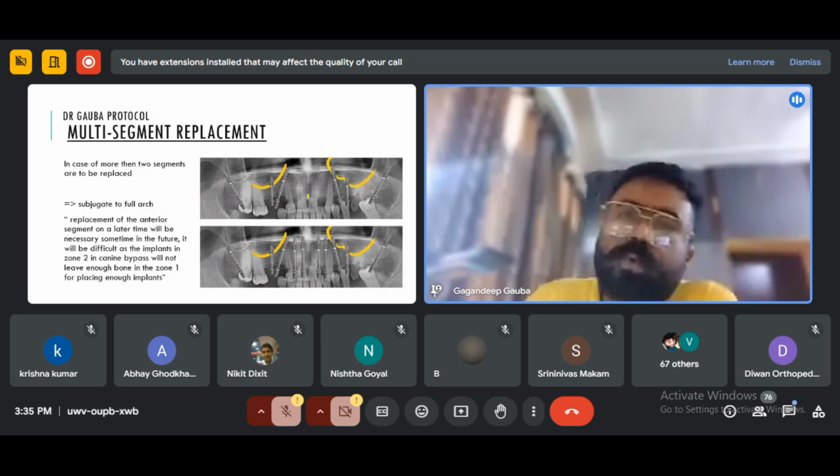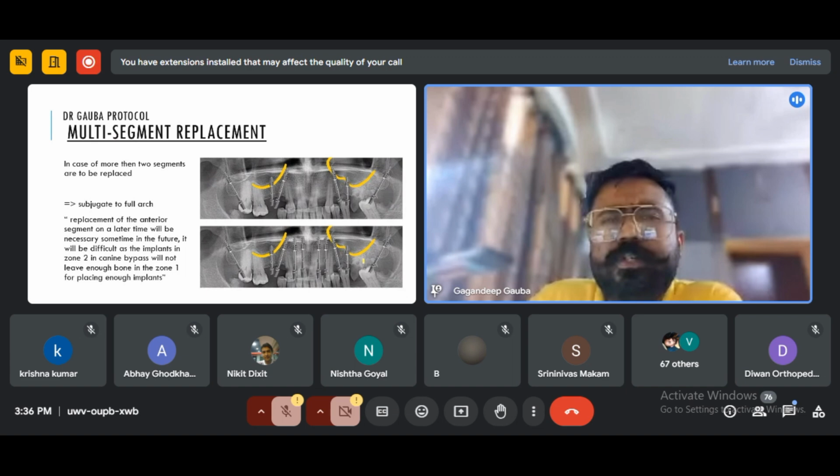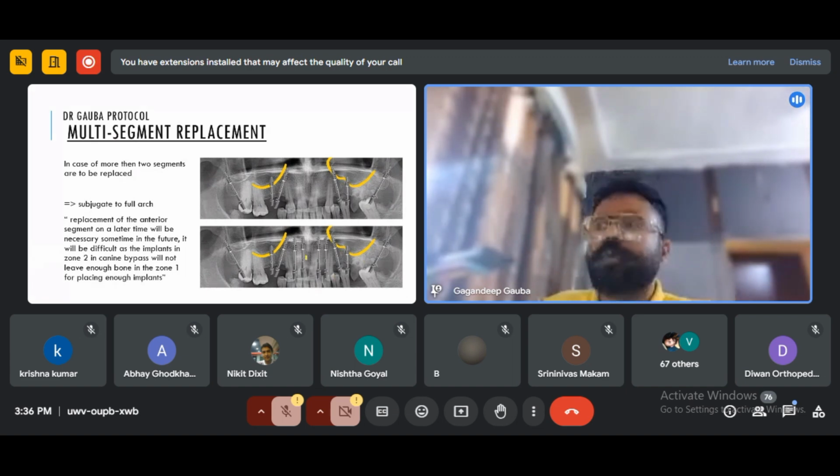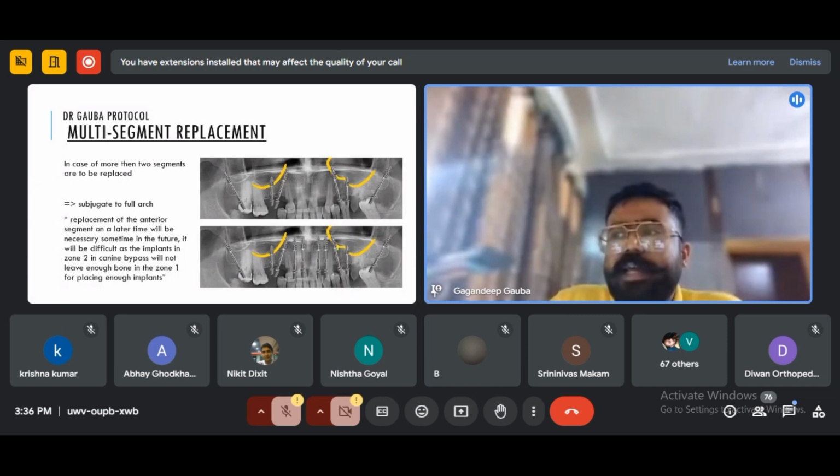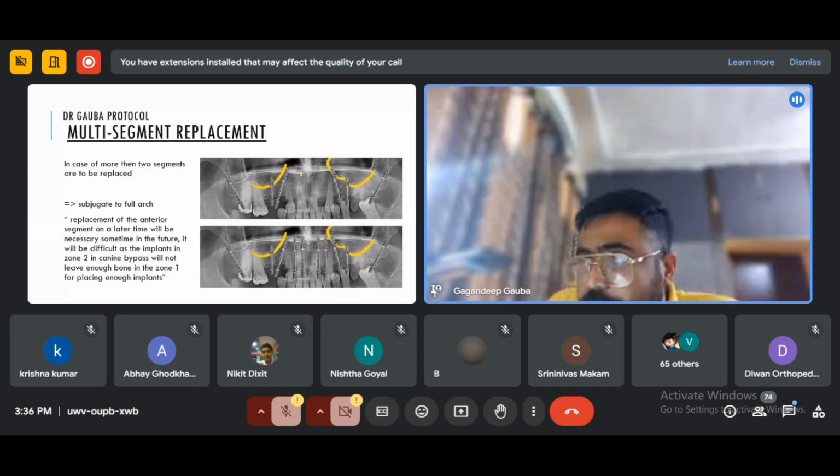In this case also, if the teeth are not in a very healthy position, we should deliberately convert into a full arch prosthesis. We should extract the teeth and convert into a full arch prosthesis, because the sinus is very highly pneumatized anteriorly, and we will have to do the implants in a canine bypass position, right? We will take the bone from the canine, we will take anchorage from here, right?